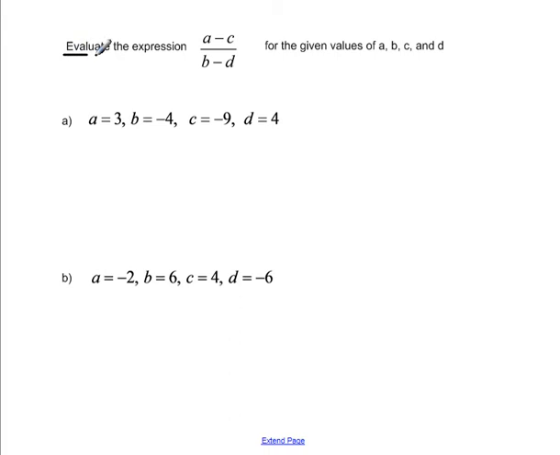So remember, here we're being asked to evaluate. Evaluate tells us to do two things. First, it tells us to substitute, so to substitute in the values for the variables, and then we're going to simplify.